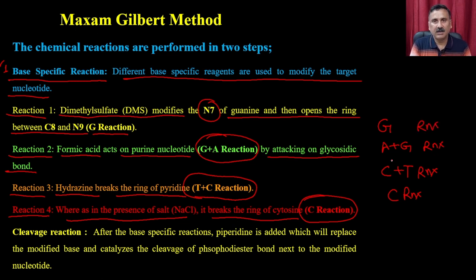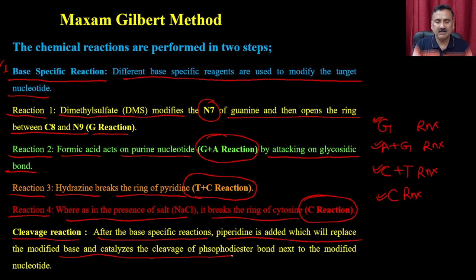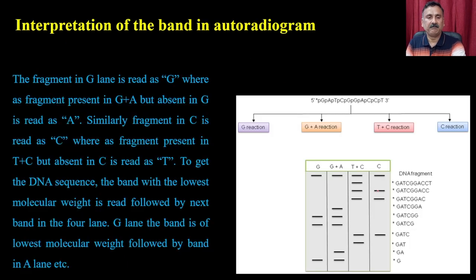So you take the radiolabeled DNA, add these reagents, and that is how you have the G reaction, A plus G reaction, C plus T reaction, and C reaction. And then you have the cleavage reactions. After the base reactions, piperidine is added, which will replace the modified bases and catalyze the cleavage of the phosphodiester bond next to the modified nucleotide. So once the reaction is done, after G, after G and A, after C, the DNA is going to be cleaved. And that is how you get the fragments.